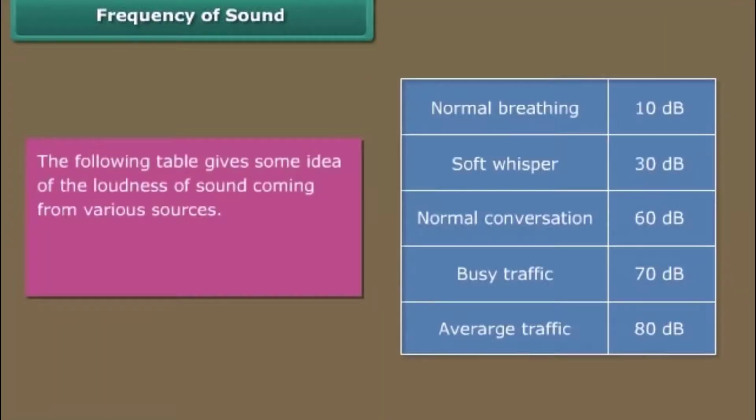The following table gives some idea of the loudness of sound coming from various sources. Above 80 dB, the noise becomes physically painful.